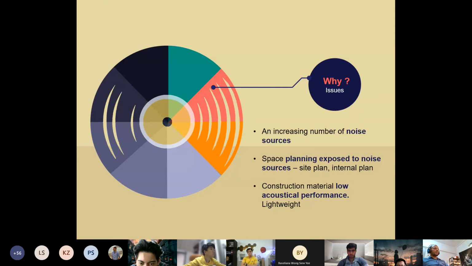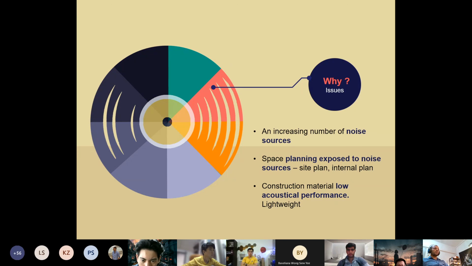So why do we need architectural acoustics? Why do we need to consider this? Because nowadays there is an increasing number of noise sources. Most buildings we are building inside the city, with many roads, many vehicles, etc. Space planning, site plan and internal plan are exposed to noise sources.